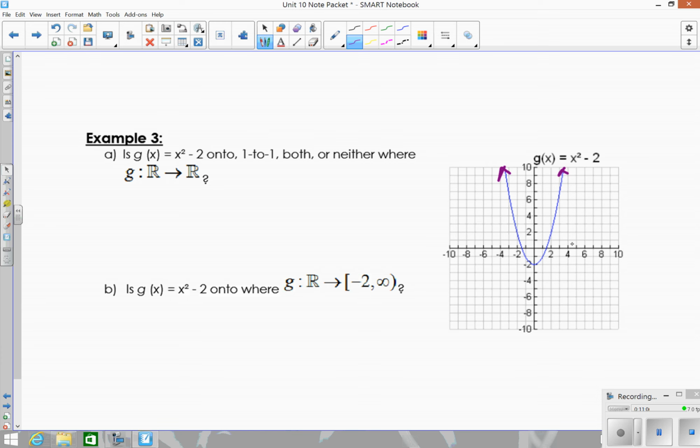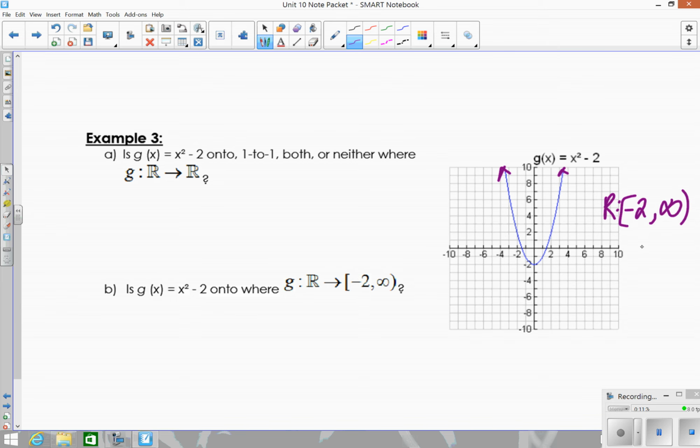So that means, are all of the y values being used? As you move up and down the y-axis, are all of the y values being used? And the answer is no, they're not, because if you look here, -6 is never going to be used. -8 is never going to be used. And that's because the range of this function starts at -2 and goes up to positive infinity.